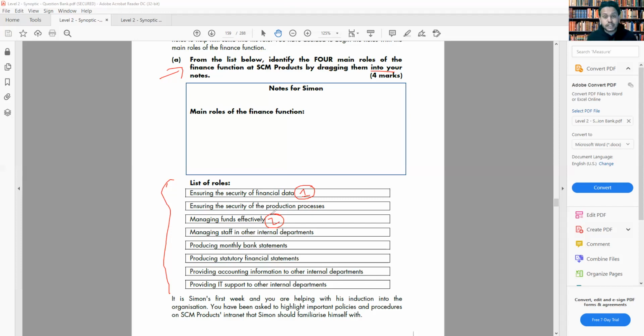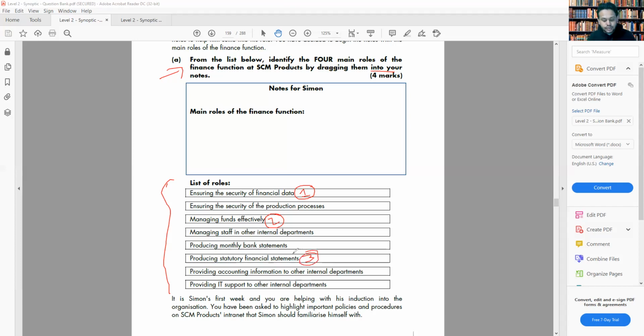So as a finance department, we need to make sure we prepare the statutory financial statements that are required by law. Every single company has to prepare financial statements and submit them to HMRC to see how much is the tax, how much is the income and expense, all of this. This is a responsibility of the finance department. So we also prepare statutory financial statements, number three.